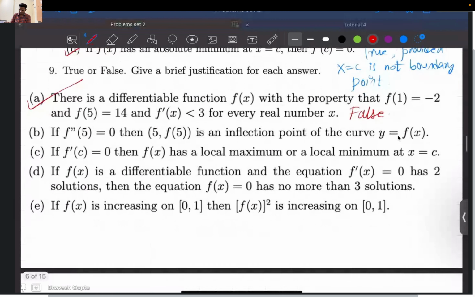The next step is there is a function whose double derivative is equal to 0 for an input of 5. Then they have asked me whether this coordinate is the inflection point for the given curve, right? So the idea of the inflection point, which I have told you, is that the first derivative is 0 and the second derivative is also 0. That's the characteristic of an inflection point.